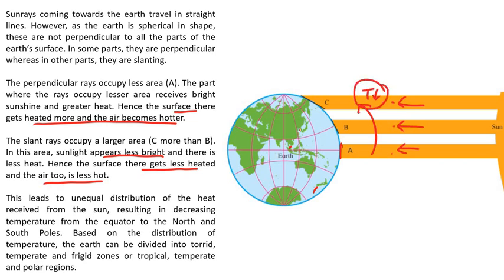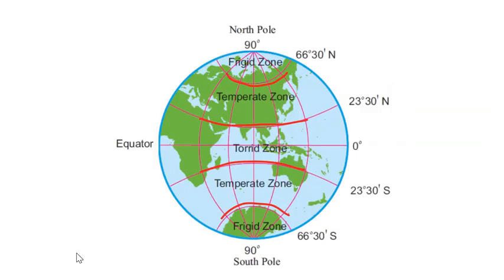This is what I told you in my last lecture. So this unequal distribution of the heat received from the sun results in decreasing temperature from the equator to the north and south poles. And based on the distribution of this temperature, the earth can be divided into torrid, temperate and frigid zones, or they are also sometimes called tropical, temperate and polar regions. Okay, so this was the actual basic idea behind the division of these regions.